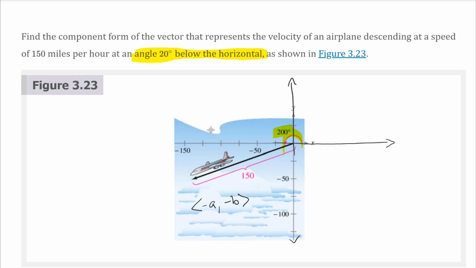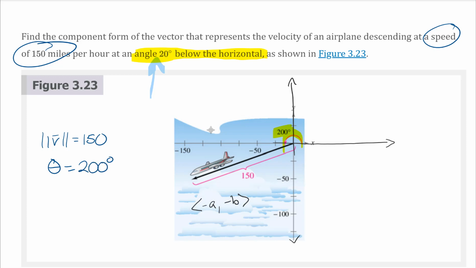All right, neat. So what are we trying to do? We just want to find the component form. What this is giving us is a magnitude equal to 150, because that's the speed. Speed is magnitude; velocity is a vector. And then we need to find the angle. The problem tried to trick you by saying 20, but it's not 20. It's going to be that 200 degrees. So we're given an angle and we're given a magnitude.